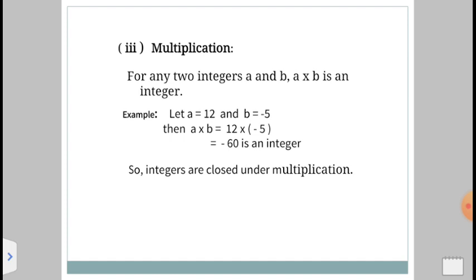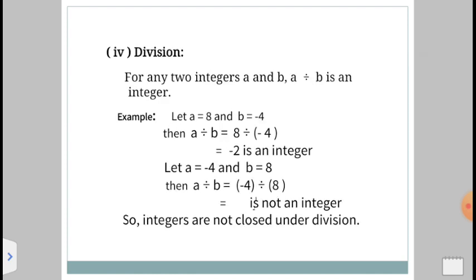Then what is a into b? 12 into minus 5. It is minus 60. Plus into minus, minus. So 12 into 5, 60. You get minus 60. Minus 60 is also an integer. So you can say that integers are closed under multiplication.